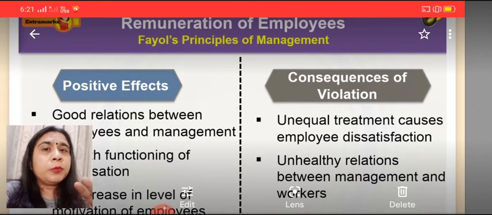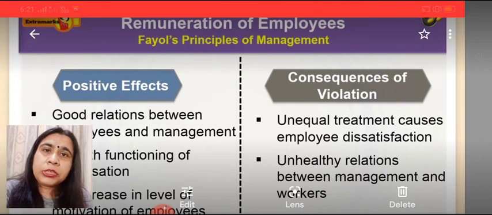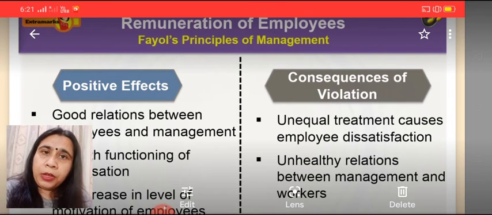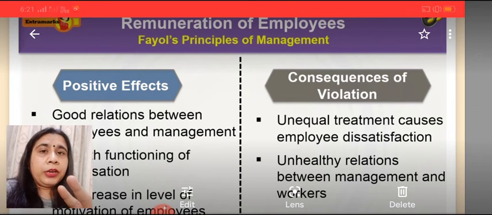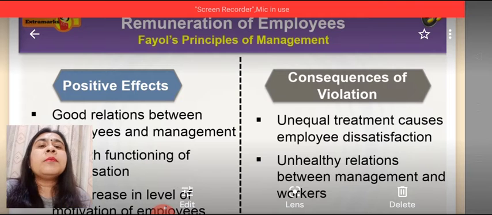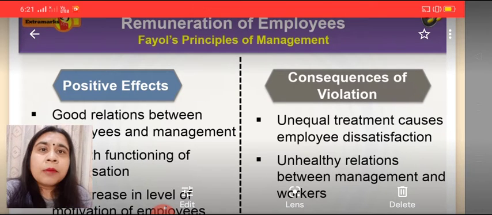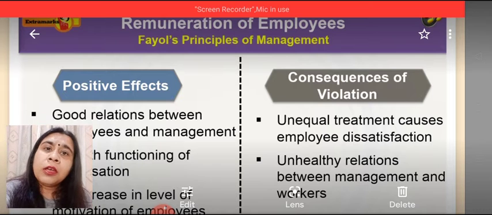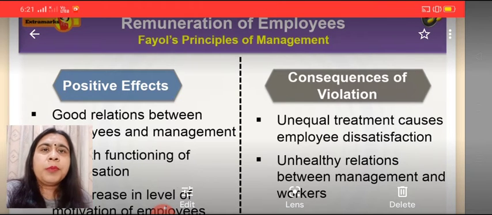Consider both these points. Salaries, wages, compensation, that is remuneration of the employees, should be fair. They should be justified. They should maintain a reasonable standard of living for the workers. But it does not mean that it goes beyond the paying capacity of the employer. It should be within the paying capacity.